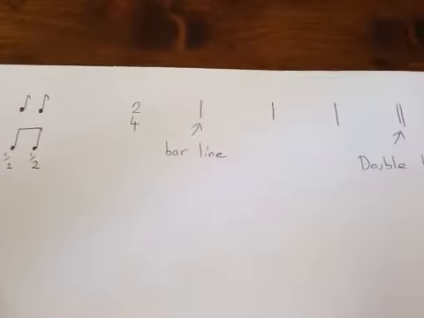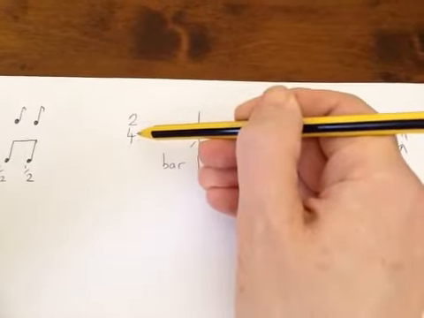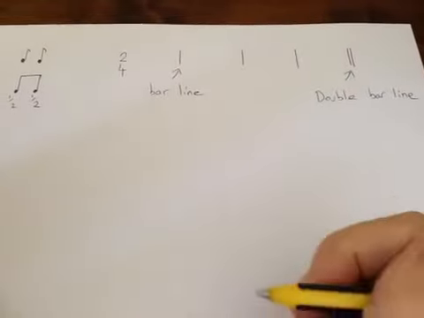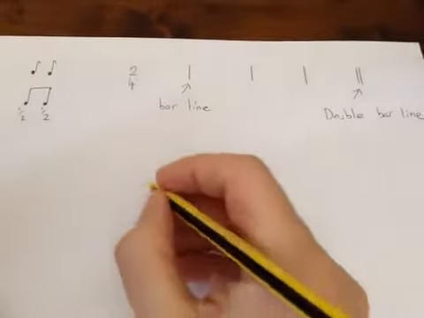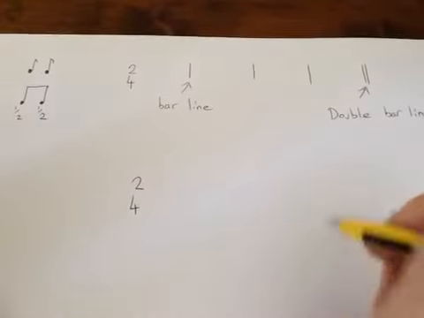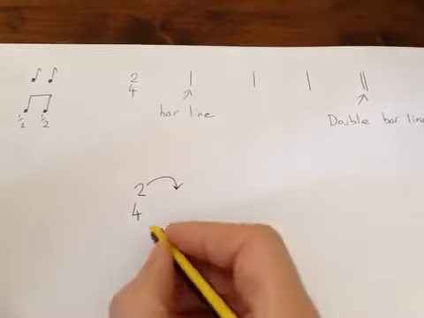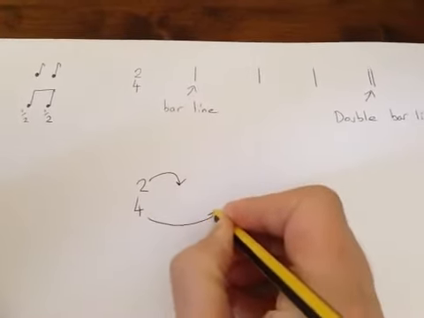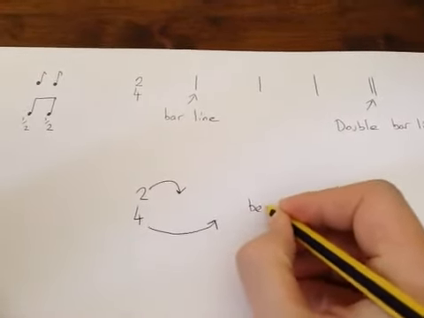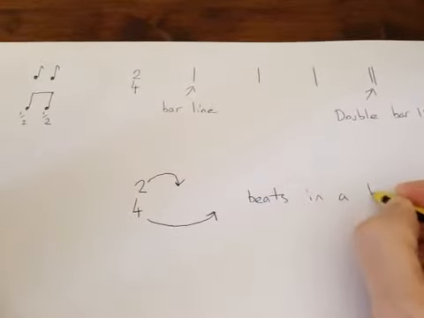Now, in a time signature, the top number is telling you something and the bottom number is telling you something. And those two numbers help you to say a sentence about the time signature. So, here's 2/4. And we're going to write a sentence about 2/4, about what it means. The top number is going to make the first word. The bottom number is going to make the second word of the sentence. And then we just carry on the sentence with these words. Beats in a bar.